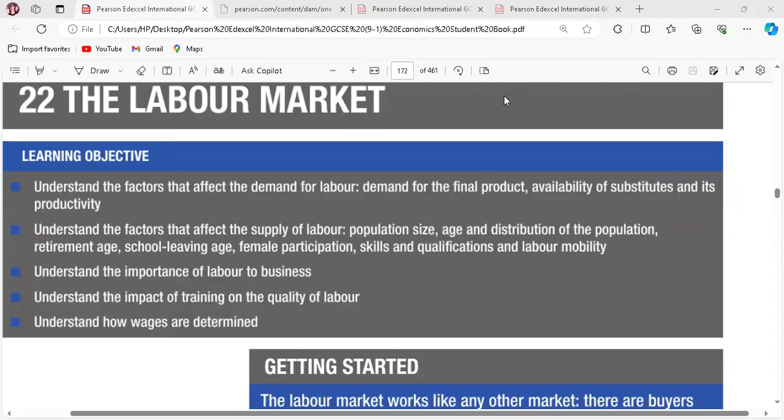We go to chapter 22, the labor market. When we talk about the labor market, we're talking about where the demand for and the supply of labor is exchanged. So we go down.